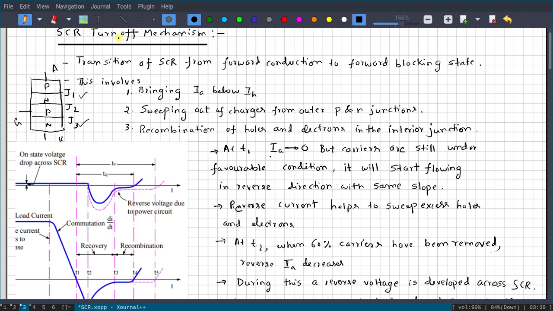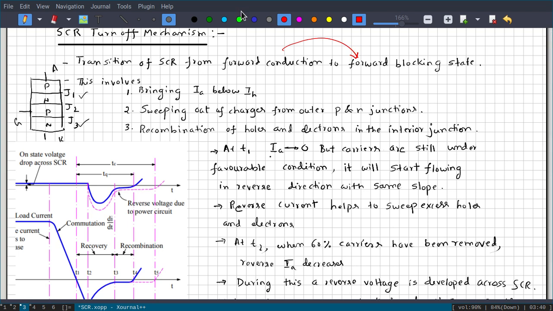Then another one is the forward conduction region. Here you apply a forward bias voltage between anode and cathode, and also you apply a gate voltage. Then it will be conducting. It is called the forward conduction region. Now the objective of turning off an SCR is the transition of SCR from forward conduction to forward blocking state. It is conducting in this state, and you have to change it to this state. That is called turning off.